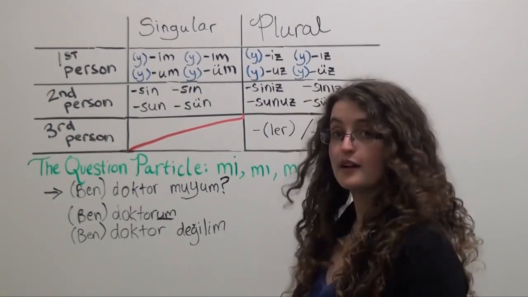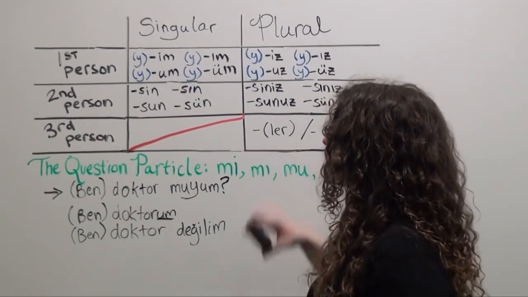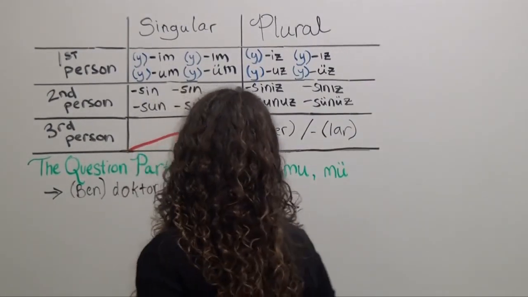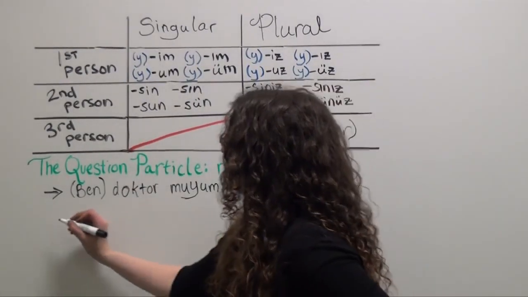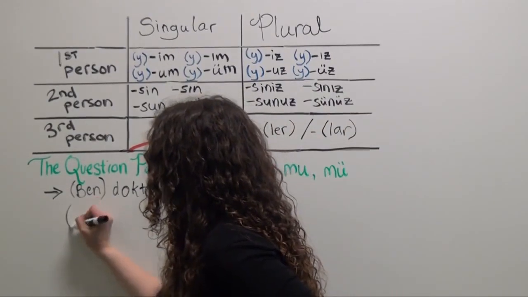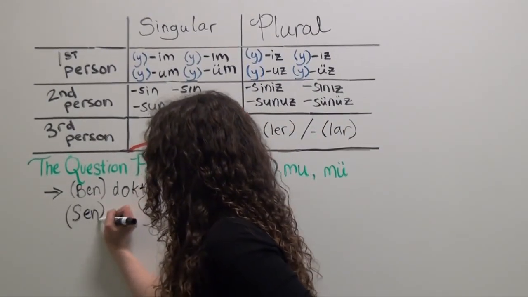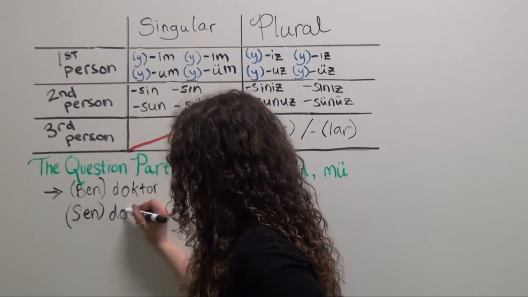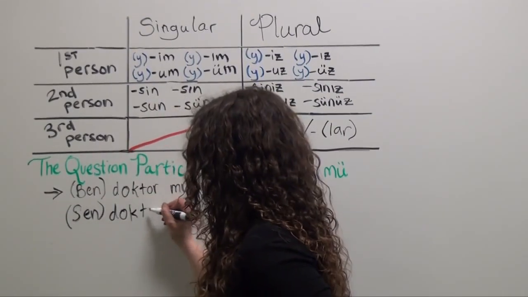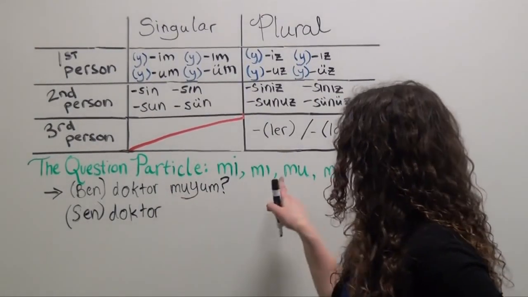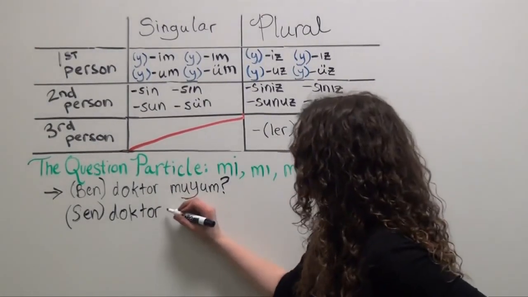Let's look at how to form yes-no questions in the other persons. So second person, third person. What about sen? You singular. Sen. Doktor. So far the same. Insert the question particle. It's going to be mu because of vowel harmony.